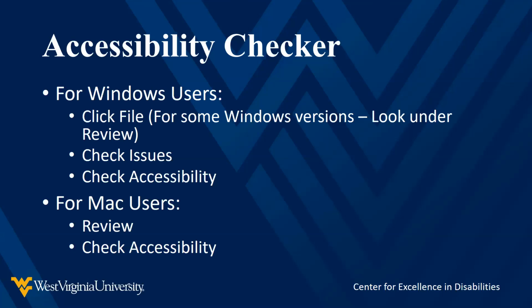And Microsoft has these things built in that will check it for you. To run those checkers for Windows users, you click the File button where you would go to save your document. You're going to go under Review and Check Issues. When you click that, you'll be able to click Check Accessibility. For Mac users, it's just under the Review tab and Check Accessibility.